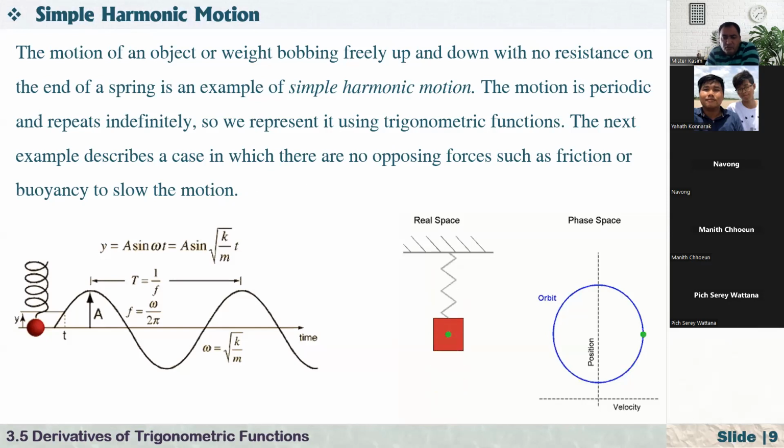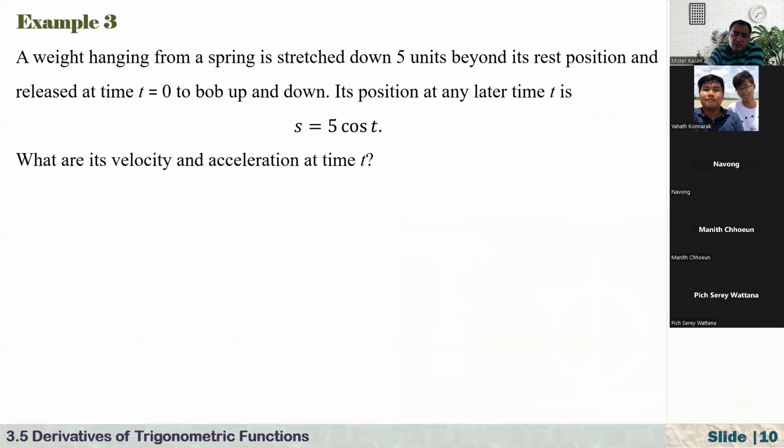But I'm not asking you to learn this in detail. You're going to learn this in physics class. We are just going to consider the mathematical part of this phenomenon. A weight hanging from a spring is stretched down 5 units beyond its rest position and released at time t equals 0 to bob up and down. Its position at any later time t is given by this equation, s equals 5 times cosine of t.